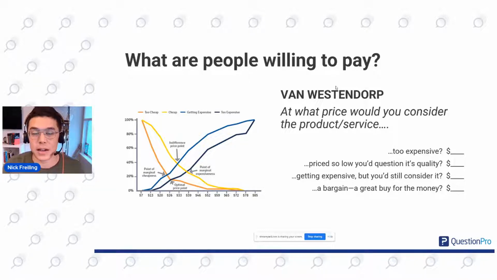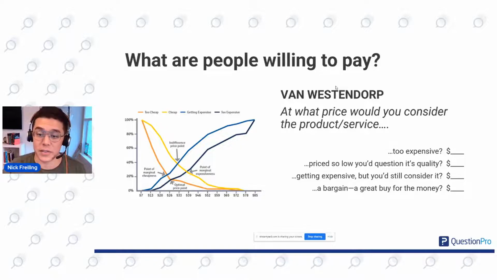If your concept is completely novel and completely new, and people do not have experience buying anything like it, I suggest asking this other question. I thought I had a slide on it here, but I suggest asking: how likely would you be to pay X price for this product?